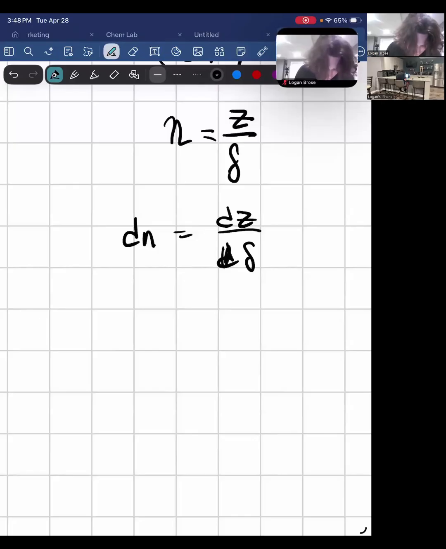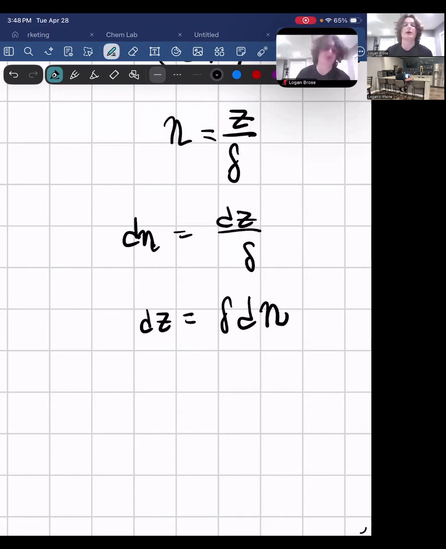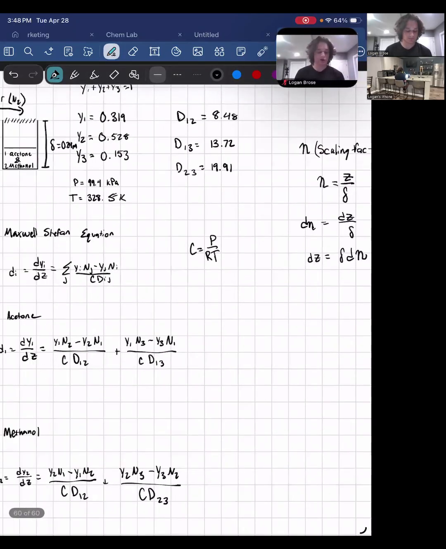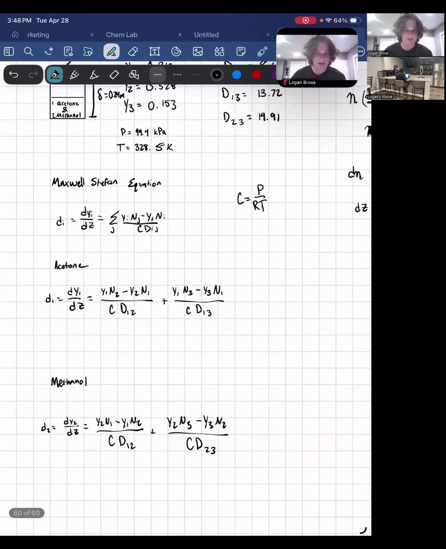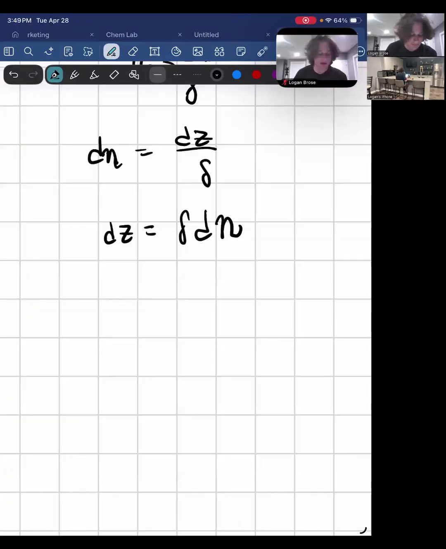Sorry, not d delta, just delta, right? And we don't have a dn currently in our problem. So what do we have? We have our dz. So if we solve this, we get dz equals delta d times our scaling factor. And so now we can go back into the equations that we solved down here. But before we do that, we can actually incorporate our y1 and our y2.